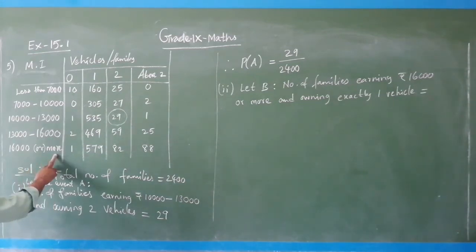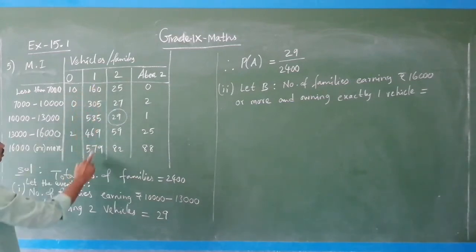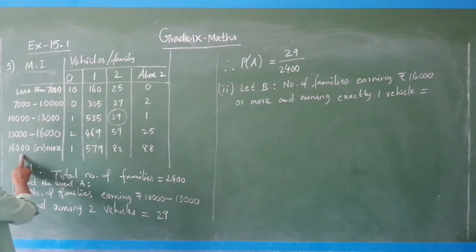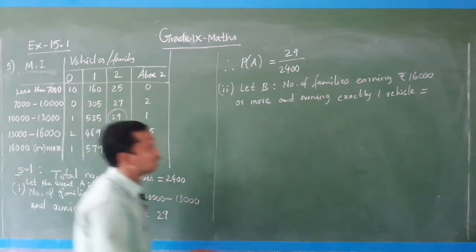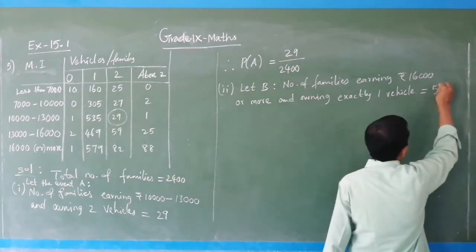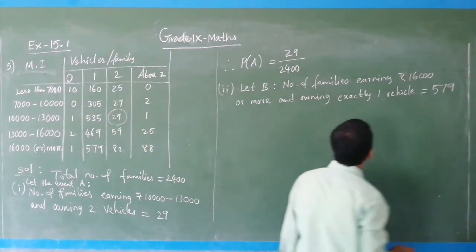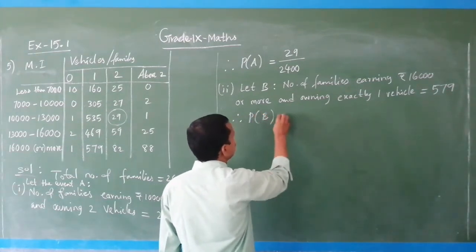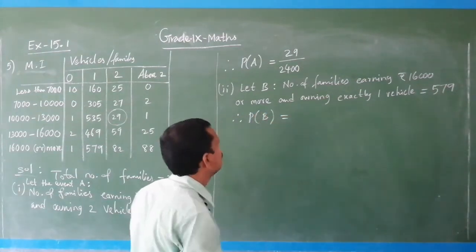16,000. You see 16,000 or more and owning exactly 1 vehicle means, under this column you have to see. So 1 vehicle and earning 16,000 or more, that is 579. So you have to write here 579. So therefore, P of B means that event.